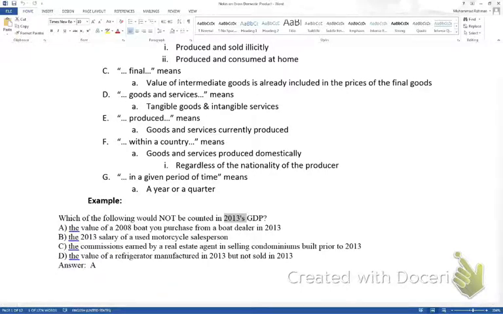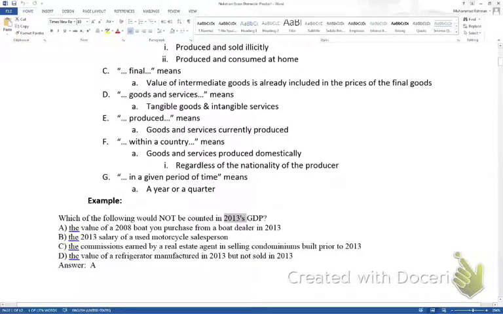So B, the 2013 salary of a used motorcycle salesperson. Used motorcycles are not part of GDP because they are used goods, they are not new or final. But the person who is selling those goods, the used cars, is getting a salary because the salesperson is providing a service to the prospective buyer. And that service is brand new, and by definition those services are going to be counted in the GDP calculation. So in order to proxy for that, we take a look at the salary of the salesperson.